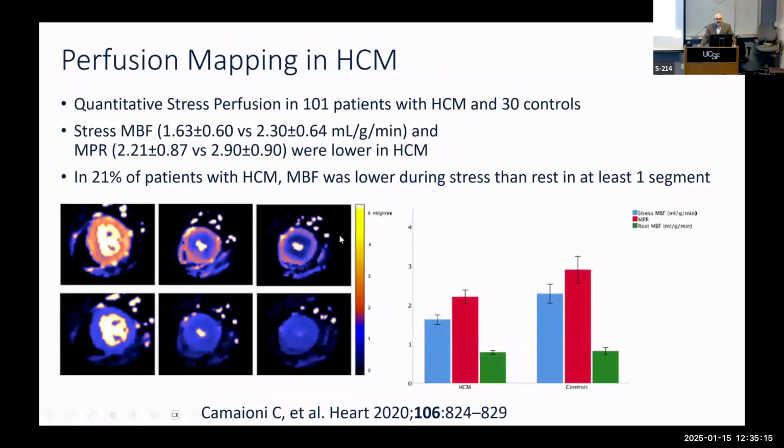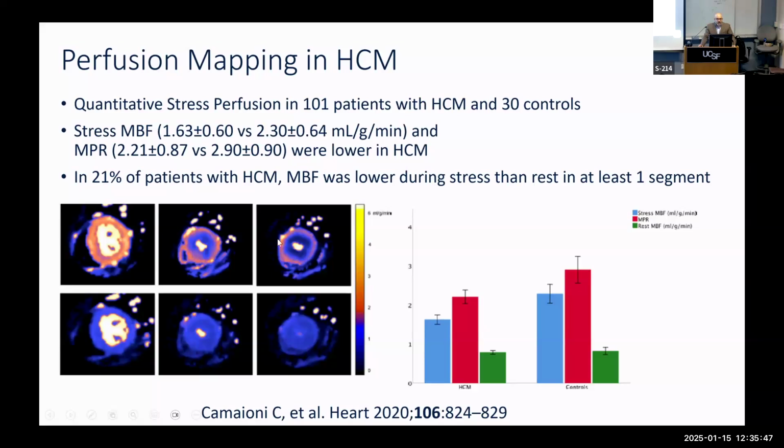I wanted to throw this in for Roselle and a couple of other people who are interested in TED and others who are interested in cardiomyopathy. So actually, they've done a lot of the work in PET, looking at flow in the heart. Here is quantitative stress perfusion imaging. This is in 100 patients with HCM and 30 controls. And what we can see is that the stress myocardial blood flows as well as the MPR are lower in hypertrophic cardiomyopathy.